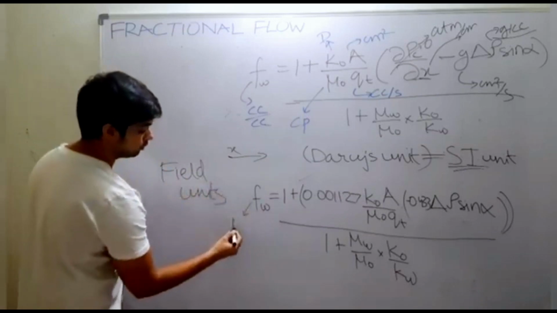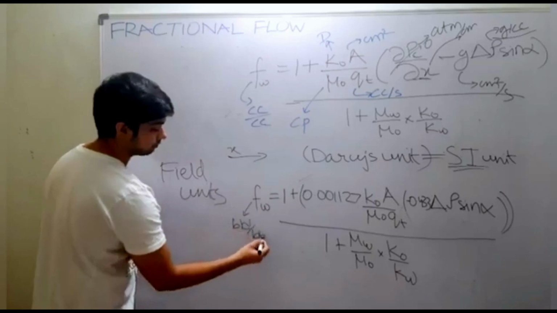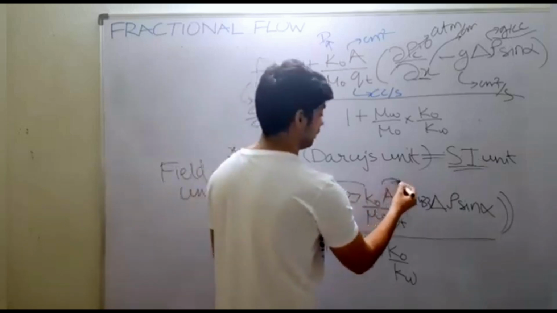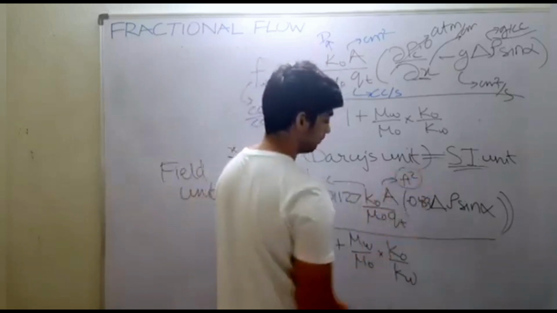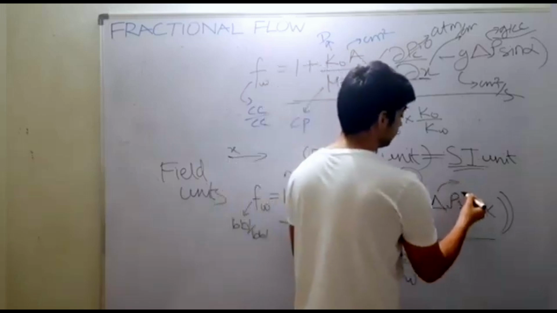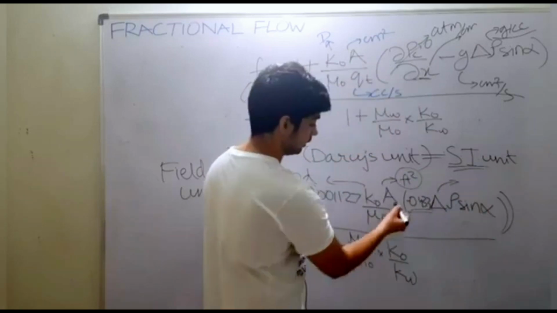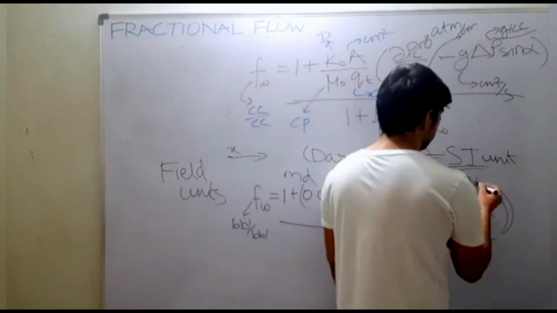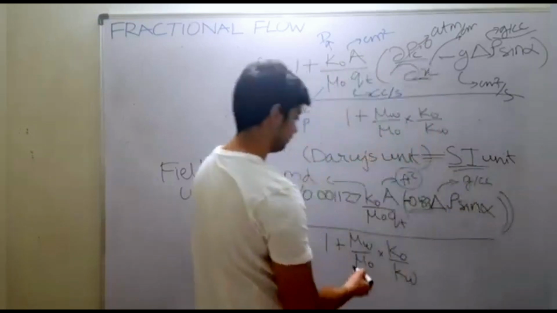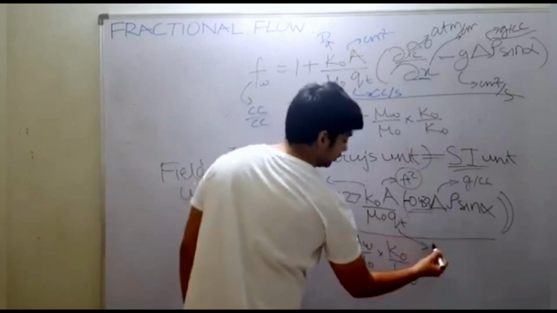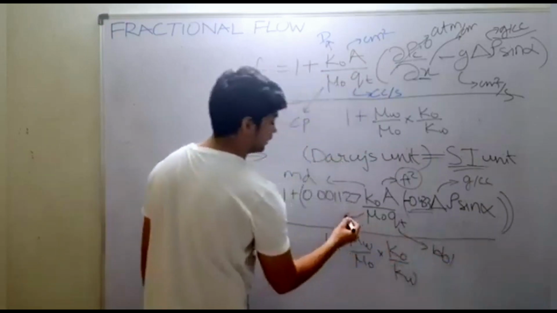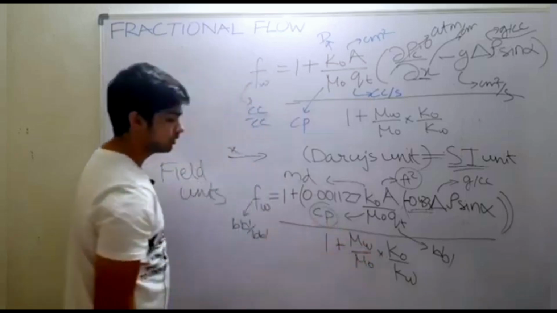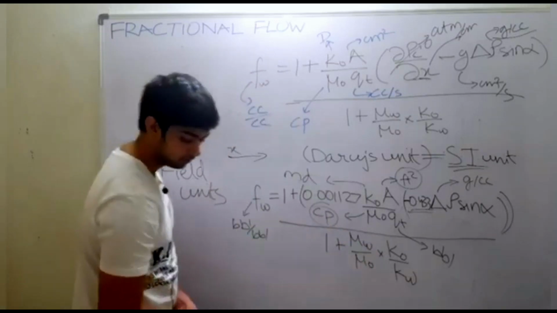In this case, fractional flow will be in BBL per BBL. K will be in terms of millidarcy, area in feet square. Density will remain the same, only G will change, and this is minus 0.433. So this will remain as it is, gram per centimeter cube. This QT will be in barrel and viscosity will be in terms of centipoise. And this is the fractional portion, so we are not much concerned with that part.